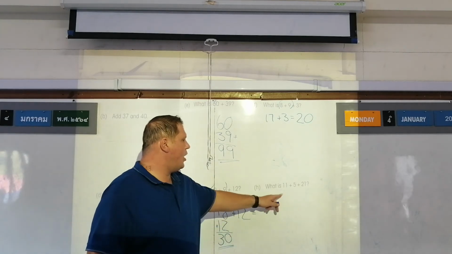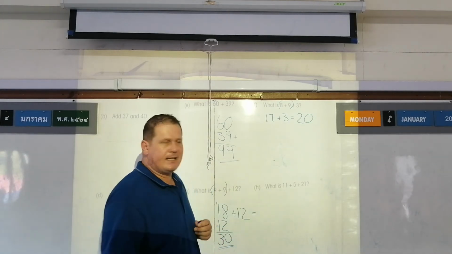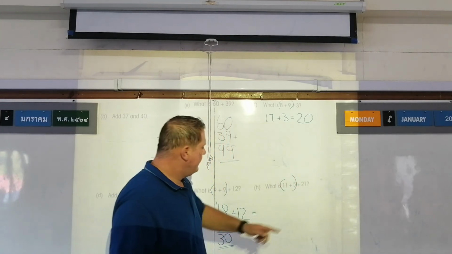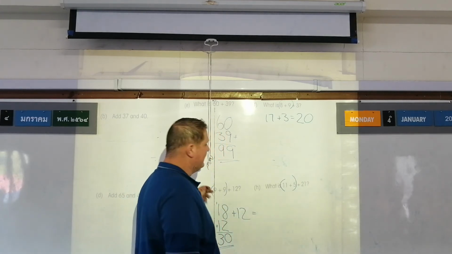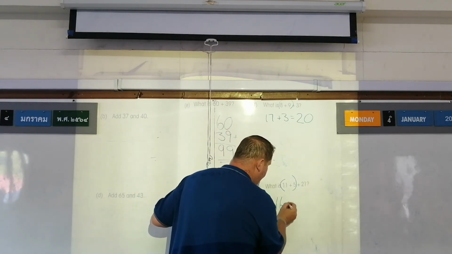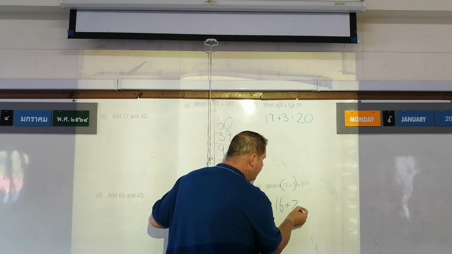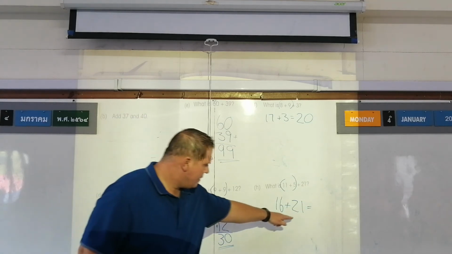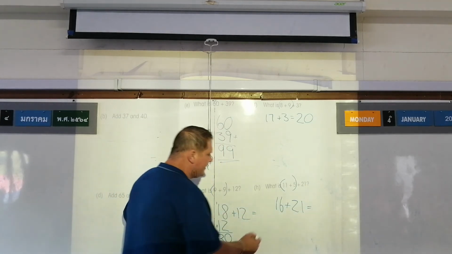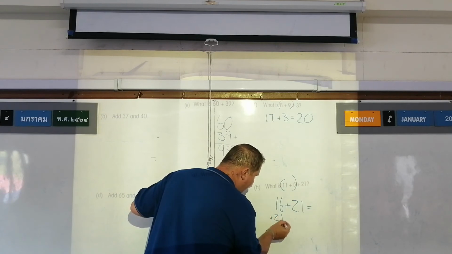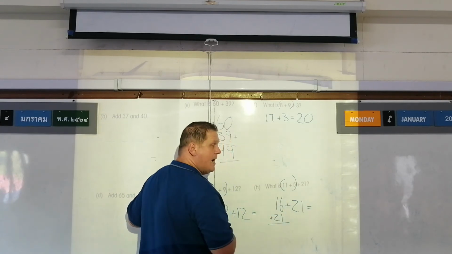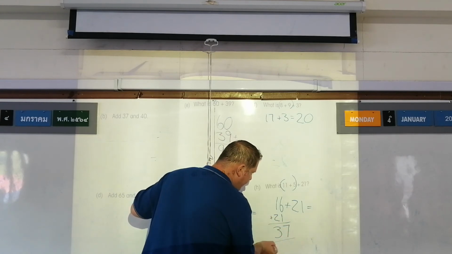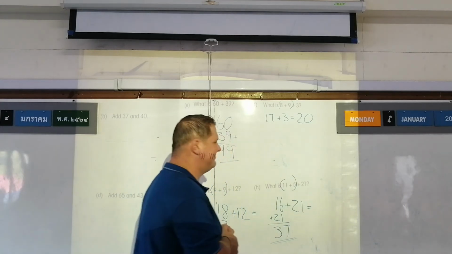Okay, one more. Let's do the brackets again. Put the first two numbers in brackets. 11 plus 5, 16. Very good. Plus 21. But that's again two big numbers. So we put them underneath each other, right? So we go 21. Right. 6 plus 1, 7. 1 plus 2, 3. All right, guys.